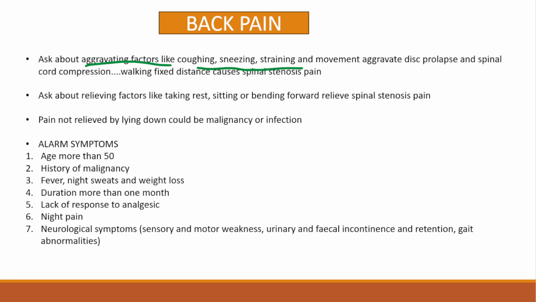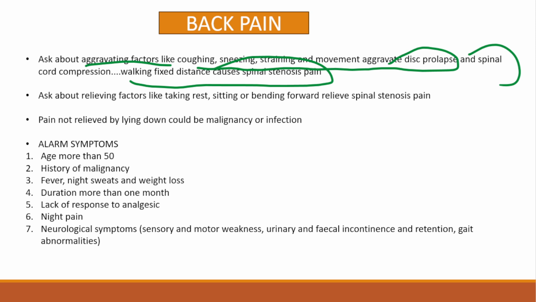Then we'll ask about the, as usual, aggravating factors. Coughing, sneezing, straining, and movement aggravate disc prolapse pain, while spinal cord compression pain is always like whenever there will be too much strain on the back, the symptom will aggravate. So again, straining, sneezing, coughing, movement will aggravate spinal cord compression and disc prolapse pain. Pain developing after walking a fixed distance is usually spinal stenosis pain. We ask about the relieving factors, like taking rest, sitting or bending forward, which relieve the pain of spinal stenosis. So we should ask that.